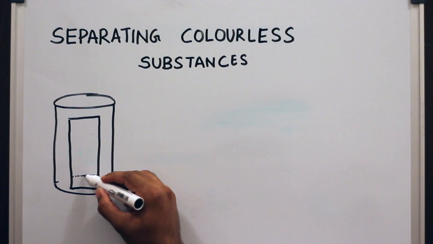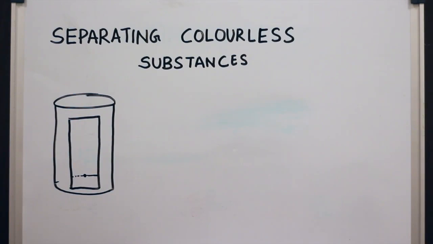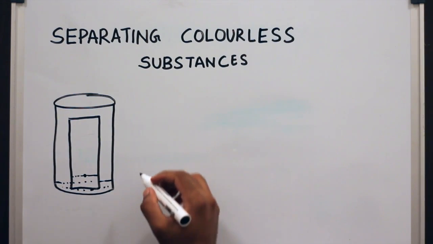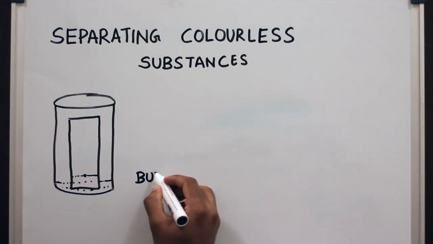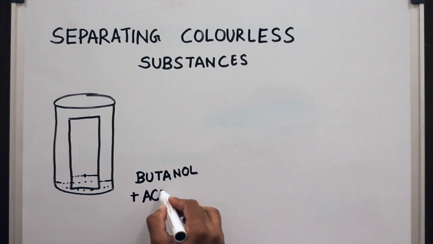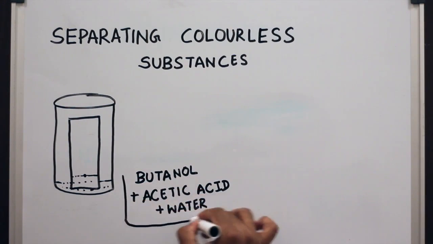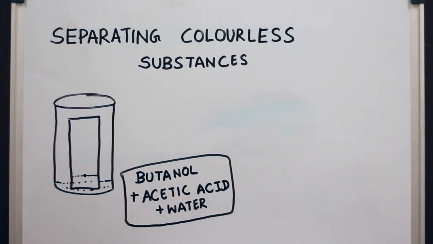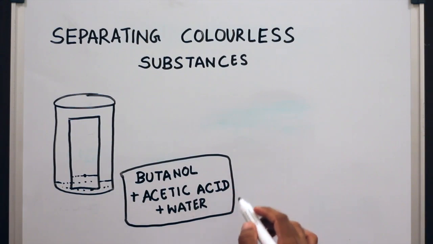So I spot the mixture. Say I take an example of a mixture of 2 amino acids, and both the amino acids are colorless. So I spot them, and then I'm loading the jar with the solvent. The solvent here that we use is actually a mixture of 3 substances: butanol, acetic acid, and also water. So this together comprises the solvent which is being used to move the components, that is the 2 amino acids.